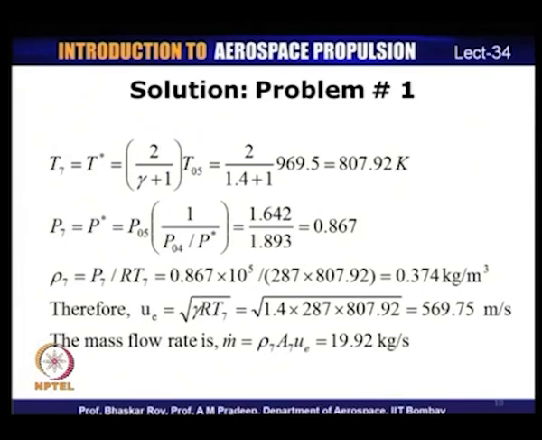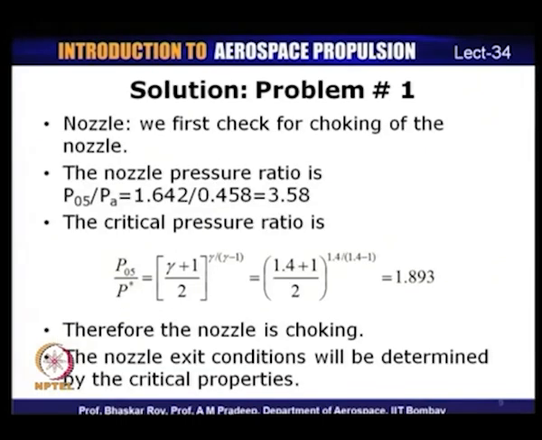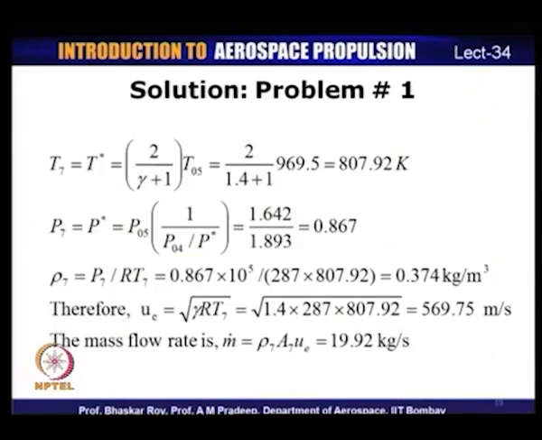Similarly, exit pressure will be equal to P05 into 1 by (P05 by P star), and P05 by P star is already known, that is 1.893. We had calculated that already. P05 is the turbine exit stagnation pressure, 1.642 bar, and so this exit pressure comes out to be 0.867 bar. So, the exit pressure of the nozzle is 0.867.